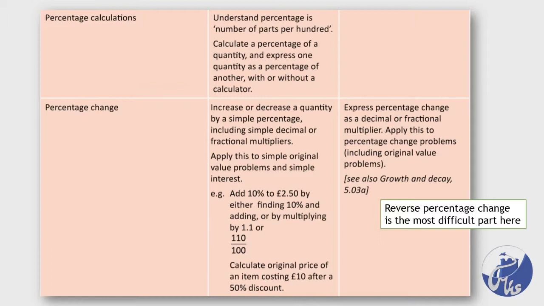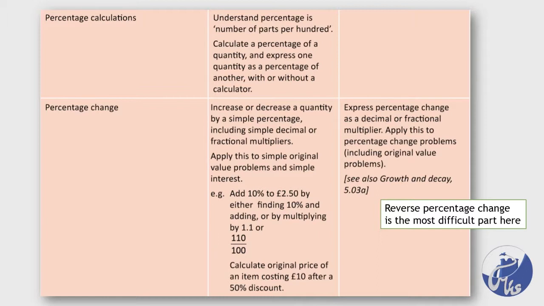So a standard multiplier for an increase is to add your percentage to 100, divide by 100, and you'll get 1 point something. And then if you've got a decrease, it would be to subtract it from 100, and then your multiplier will be 0 point something. This is typically on a calculator paper, and these can be quite nice questions. They like to use sort of banks and things like that and interest rates.